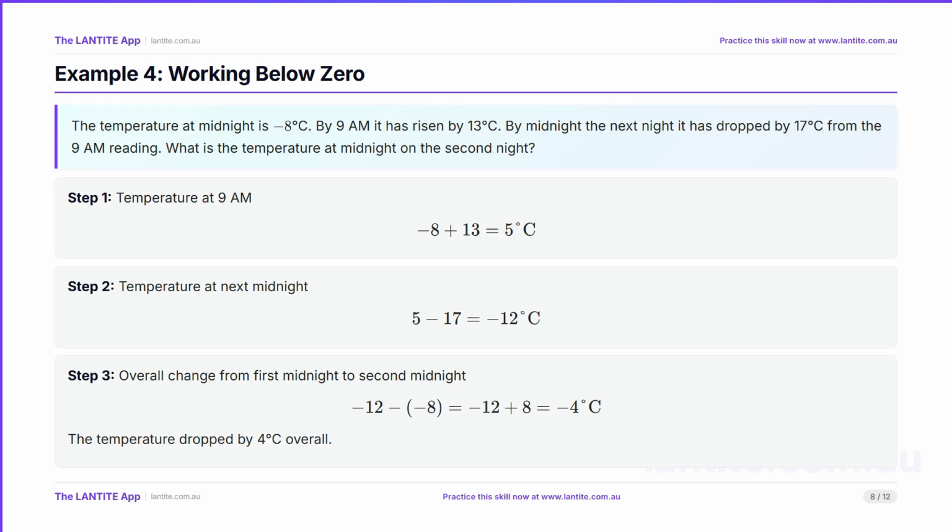The overall change from the first midnight to the second midnight is -12 minus -8. Subtracting a negative means adding, so -12 plus 8 equals -4. The temperature dropped by 4 degrees overall. Practice these negative number calculations until they feel natural.